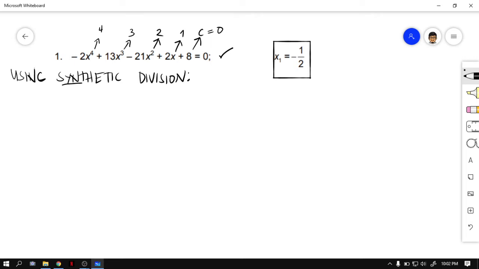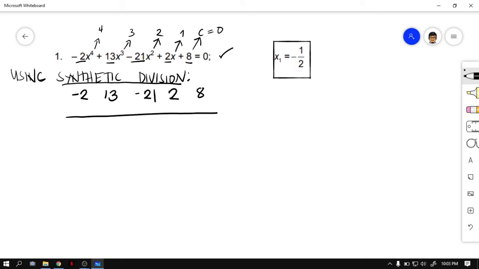So using synthetic division, just simply get the numerical coefficients of each term. Okay, so we have negative 2, we have 13, negative 21, 2, and 8. And we will be using negative 1/2. Okay. So step 1, bring down the first numerical coefficient, which is negative 2. And negative times negative is positive. 2 times 1 is 2. 2 divided by 2 is 1.